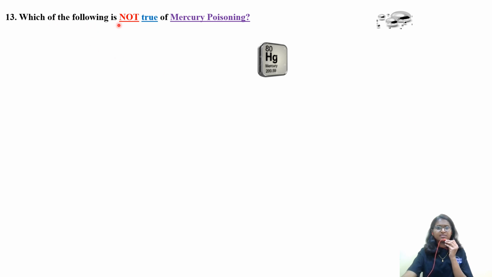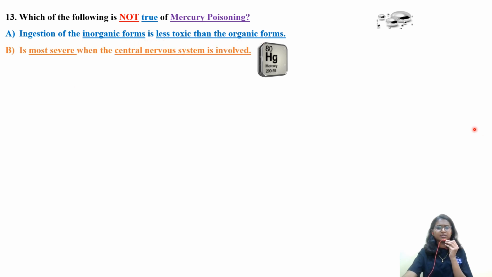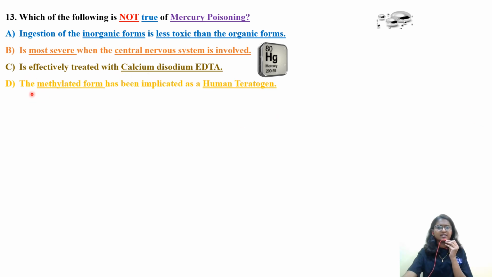Which of the following is not true of mercury poisoning? Option A, ingestion of the inorganic forms is less toxic than organic forms. Option B, is more toxic when the central nervous system is involved. Option C, is effectively treated with calcium disodium EDTA. Option D, the methylated form has been implicated as human teratogen. Option E, fish may contaminate enough mercury to affect human under some conditions.